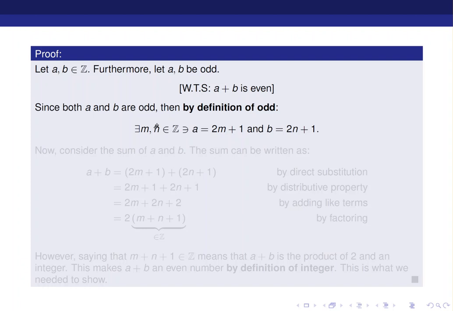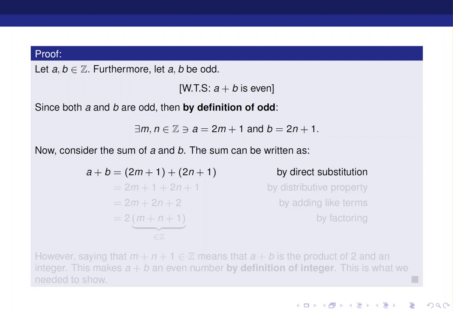Notice how I picked two different letters, m and n. I did not pick m and m again. If I did that, then I would be saying that a and b are both 2m plus 1, which means that a and b are equal, which is not true in this case. We don't have to have a and b be equal. This is the reason why I picked two arbitrary integers m and n.